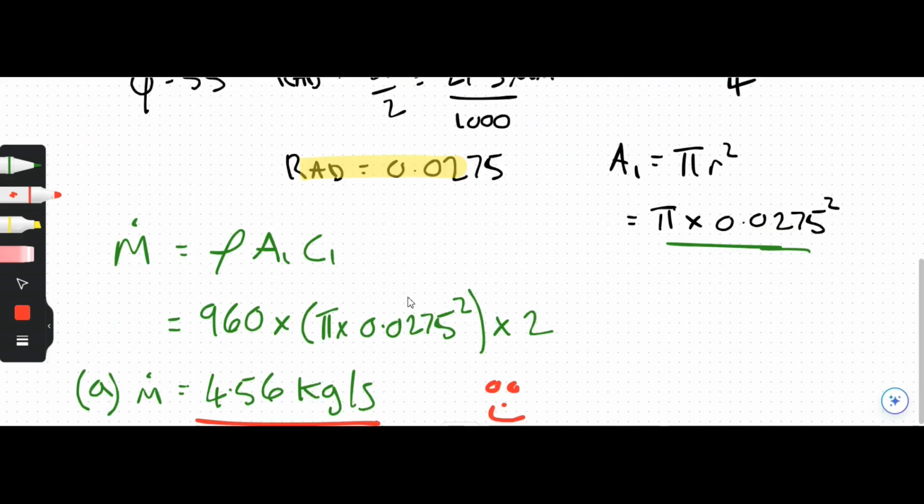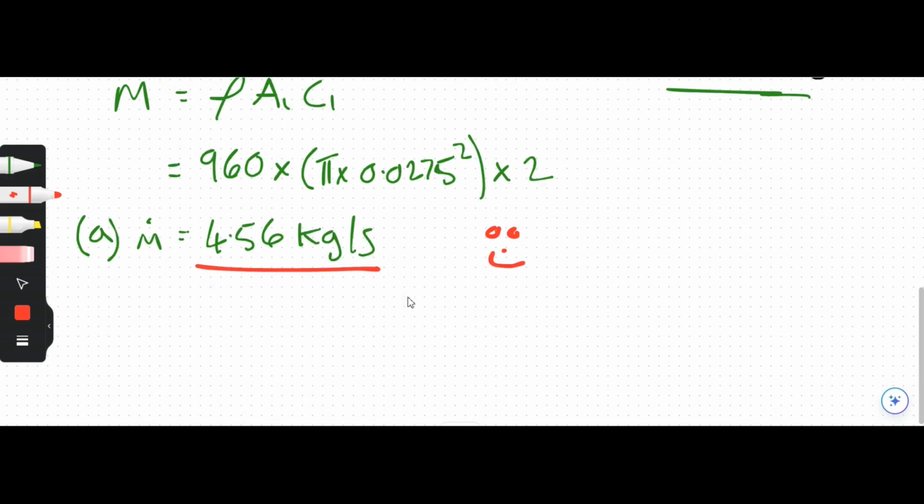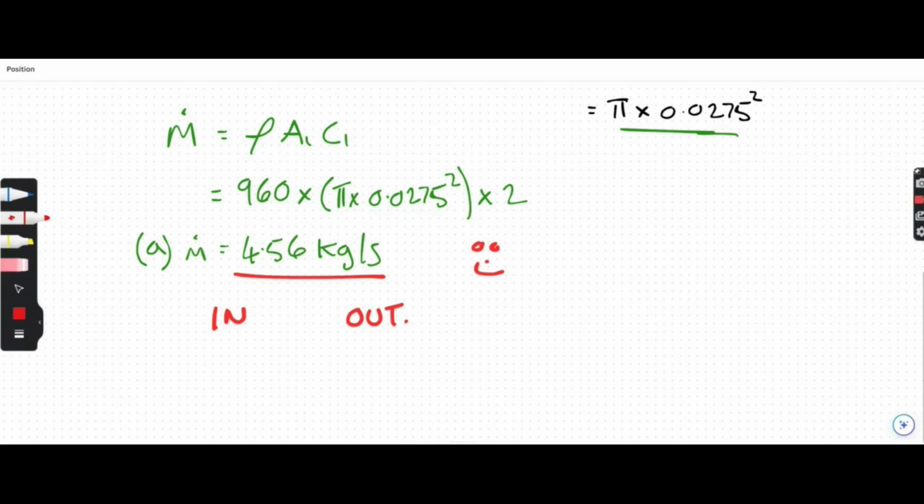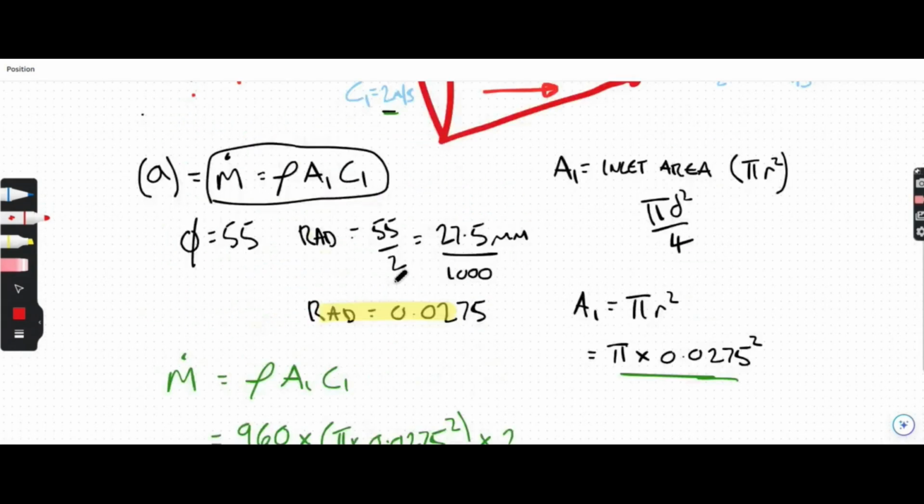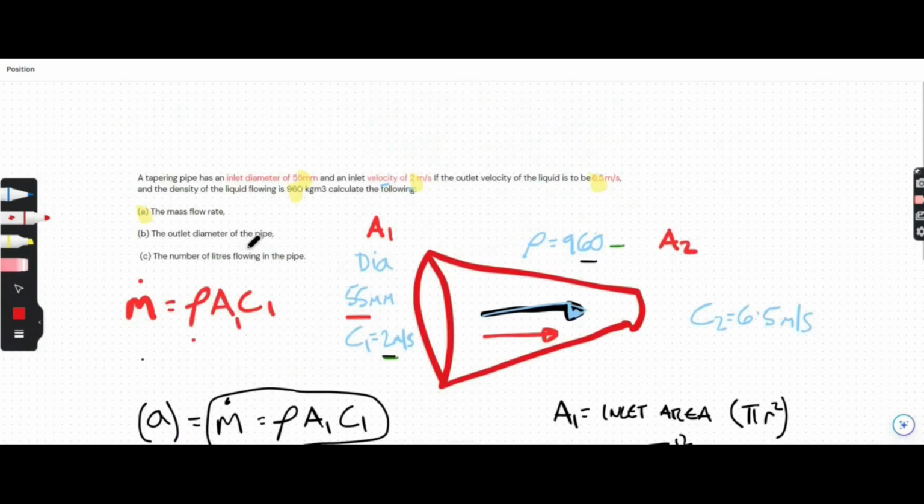Okay, it's 4.56, which means it's 4.56 coming in, and it's 4.56 coming out. Okay, that's part A done. Part B coming next. For part B, we've got to find the outlet diameter of the pipe.